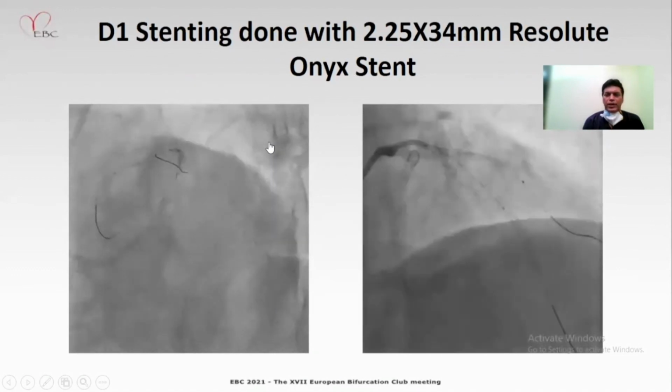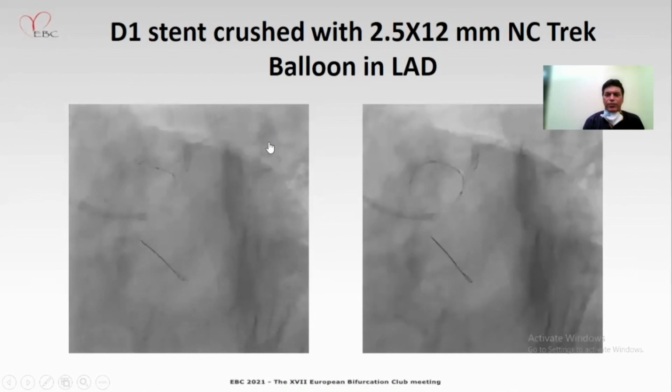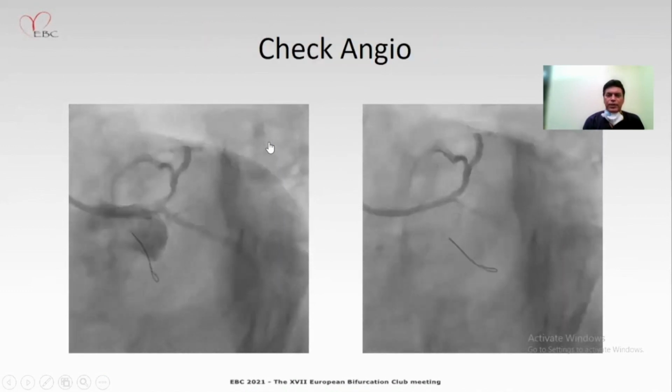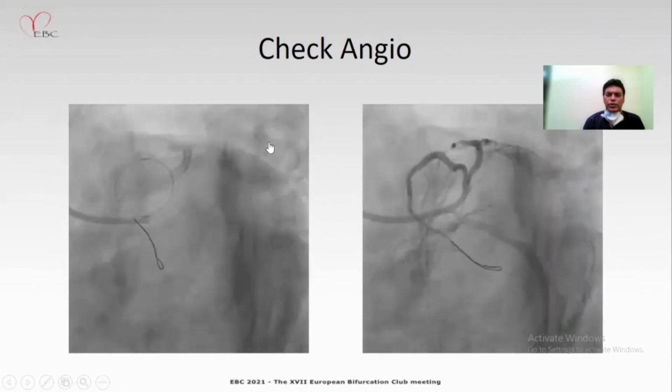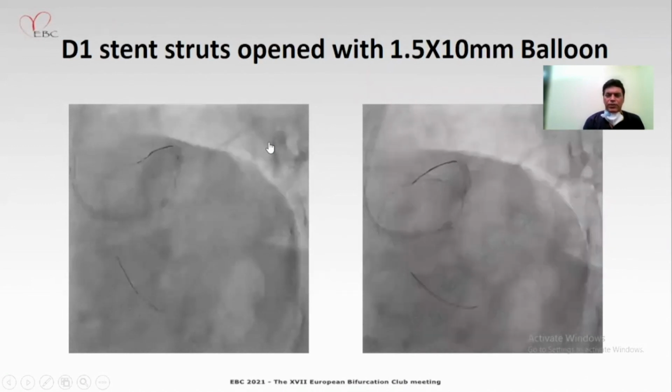This is the implantation of the DES in the D1, slightly extended into the LAD and crushed with the 2.5 and then 3 mm balloons. And this is the angiogram after crushing. Here we faced a lot of problem in crossing. So the crushed segment, after performing the first kissing balloon, is the opening of the stent struts using a 1.5 balloon.